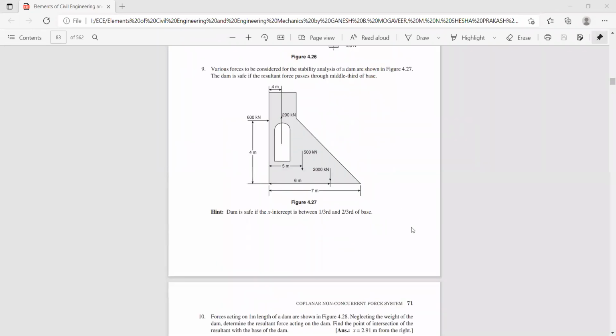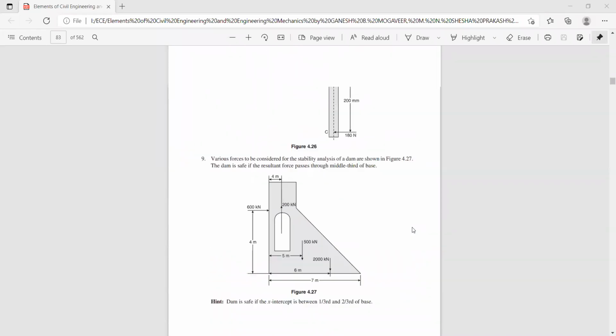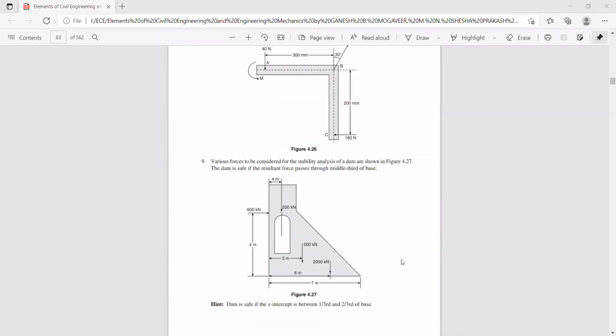Now let us check whether he has given the answers. No, here he has not. So please tell me the value of the resultant. Sigma Fx is plus 600 kilonewton and sigma Fy is minus 2300 kilonewton. So square it. What is the value of the resultant you get?